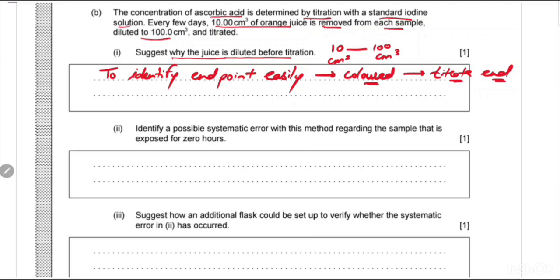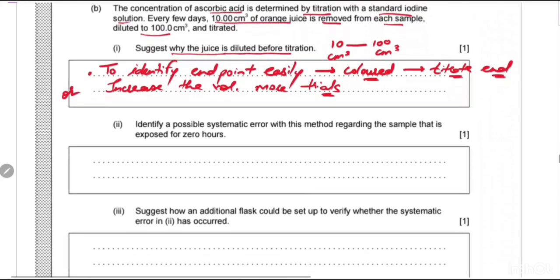Okay, so the first reason is to identify the end point. The next reason for diluting is to increase the volume so that more trials can be done. We can increase the volume of solution so that more trials can be done. 10 is converting to 100, we are increasing it 10 times so that we can perform more trials. So these could be the two answers of part B.